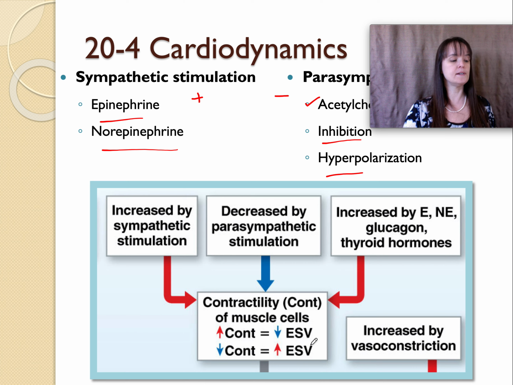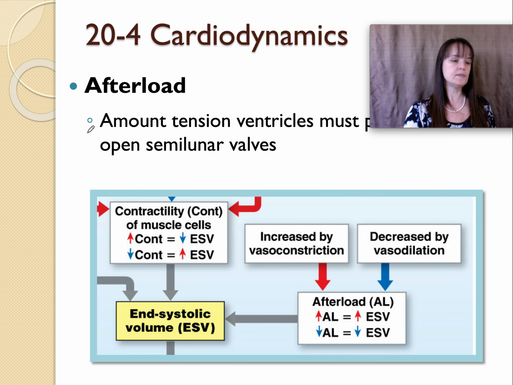Hormones with positive inotropic effects include epinephrine, norepinephrine, glucagon, and the thyroid hormones. I haven't talked about glucagon for a few videos. The afterload is the amount of tension required to open the semilunar valves. And the afterload is increased by vasoconstriction and decreased by vasodilation.